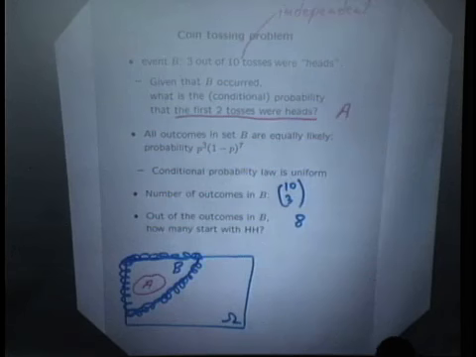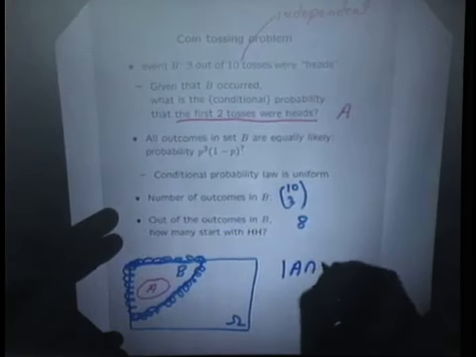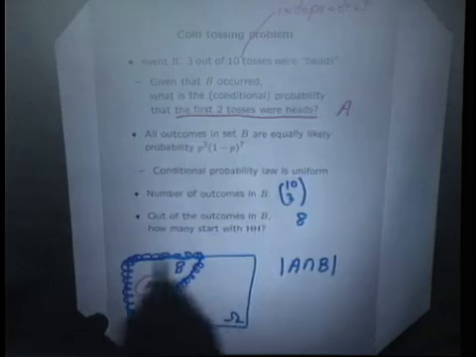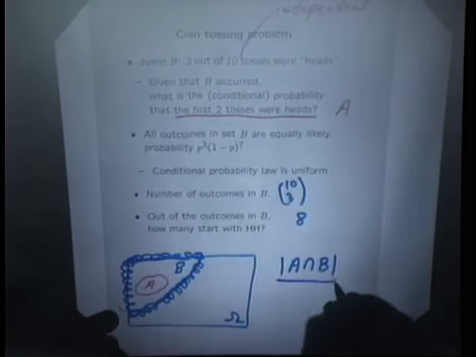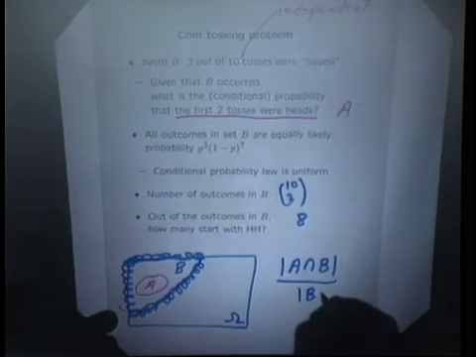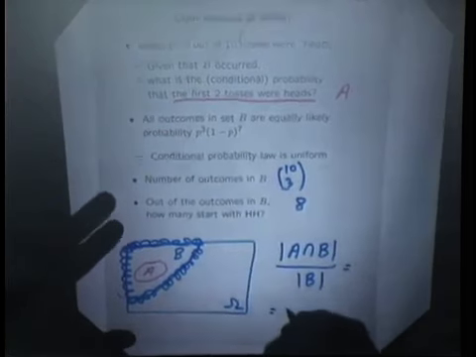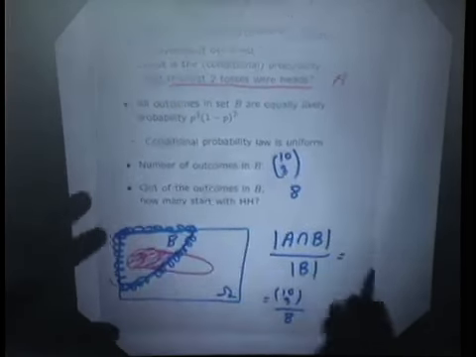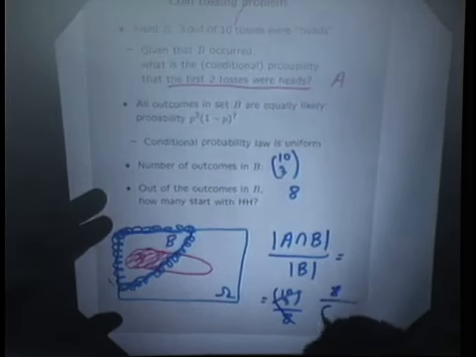Okay. So what we have counted here is really the cardinality of A intersection B, which is, out of the elements in B, how many of them make A happen, divided by the cardinality of B. And that gives us the answer, which is going to be 8 divided by 10 choose 3. So this is 8 over 10 choose 3.